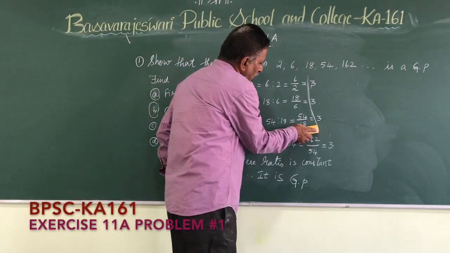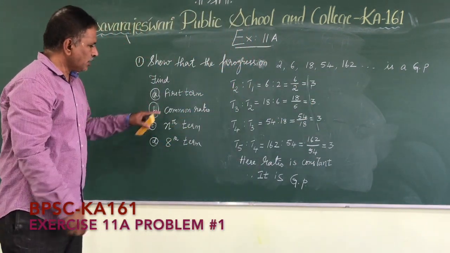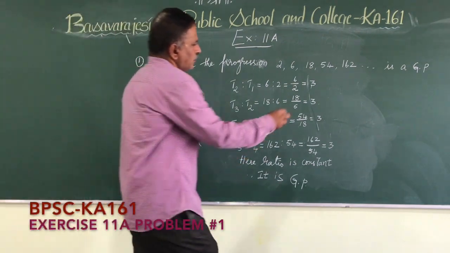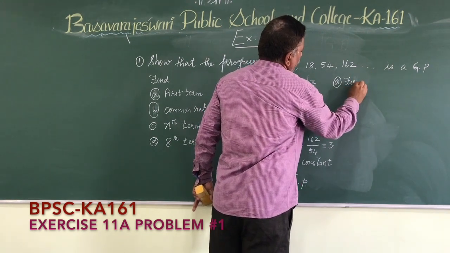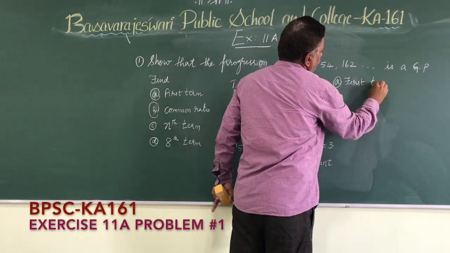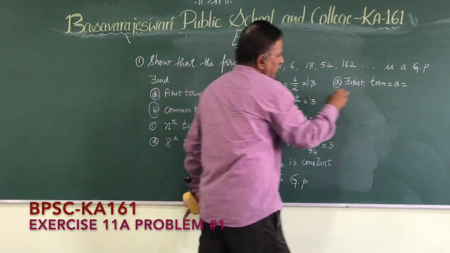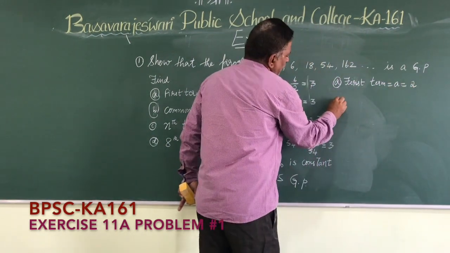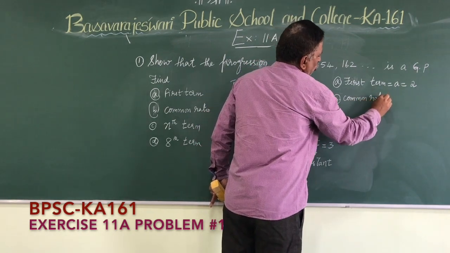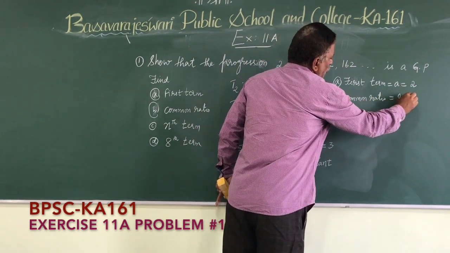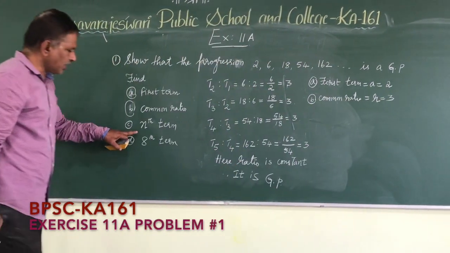Next, what do we have to find out now? The first part of the question is over. We have proved the given progression is GP only. Then what you have to do? You are supposed to find out the first term. First term is nothing but A. What is the first term in the given progression? It is 2. Then what is the second question? He has asked you to find out the common ratio. So common ratio is given by R. What is the common ratio we got here? 3. Next, he is asking you to find the nth term.